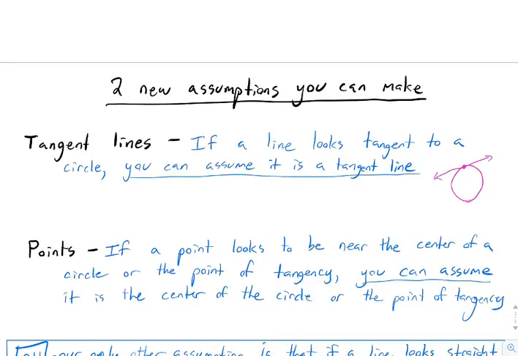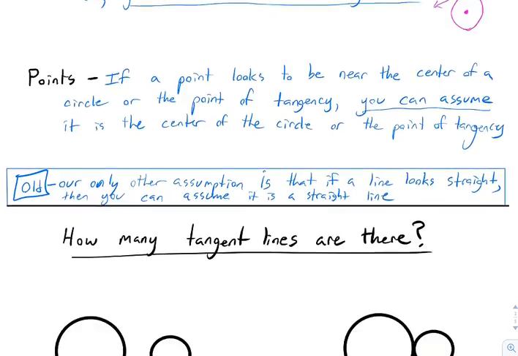If a point looks to be near the center of a circle, you can assume that's the center of a circle. And if a point looks to be the point of tangency, you can assume that that's the point of tangency. Okay? That's just going to save a few sentences at the beginning of every problem we assign with circles. So you can assume that point is the center, and you can assume that line is a tangent. Okay? All right, so let's get started.